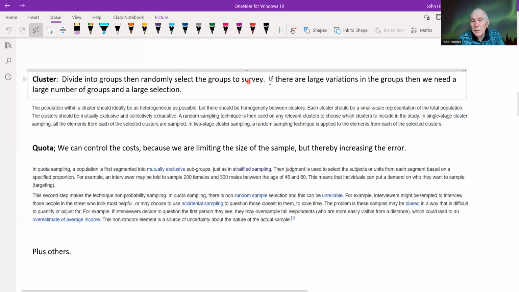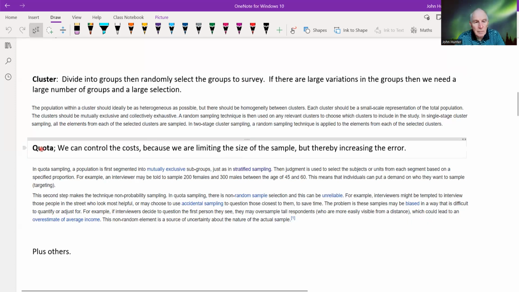This we can operate at 2 levels, and when we talk about cluster, within each of the clusters that we select, we could then have a stratified sample, or another cluster. So that would be a 2-stage process, and that applies to all of these actually. And then this one, quota, yeah, this one we can control the class, because basically we're just going to say, well, we're just going to do 100 people.